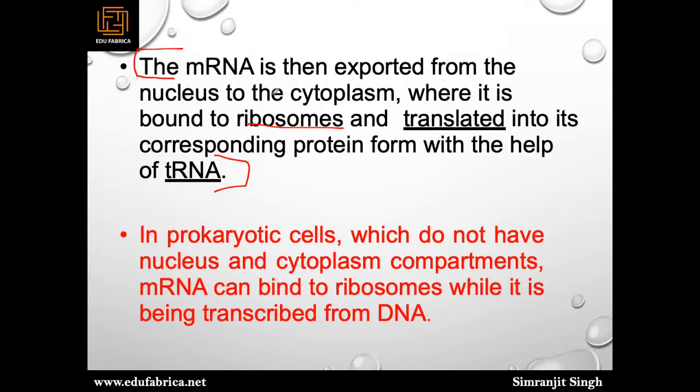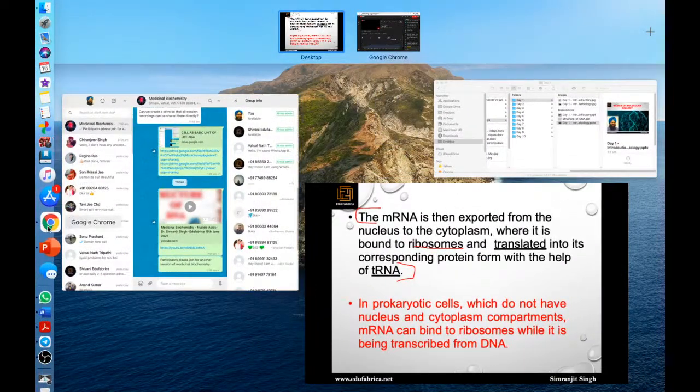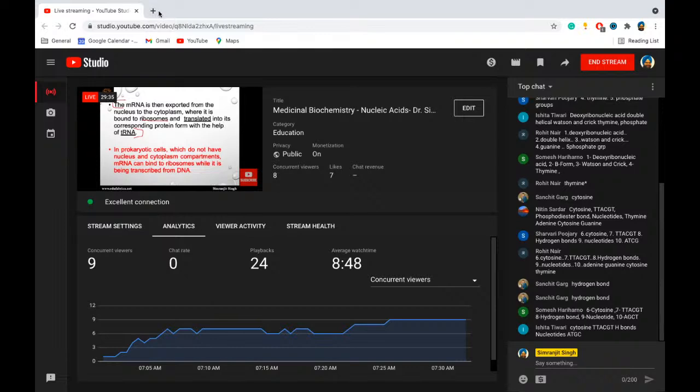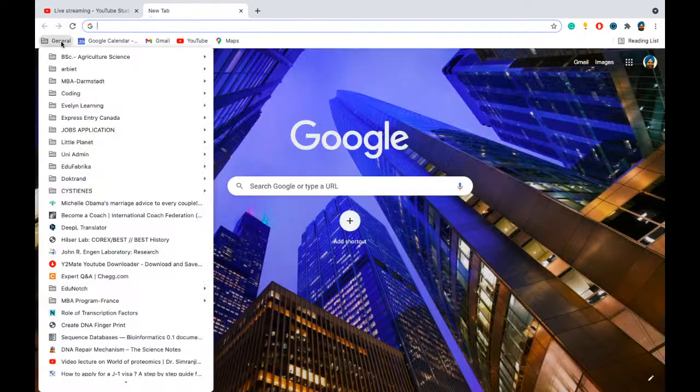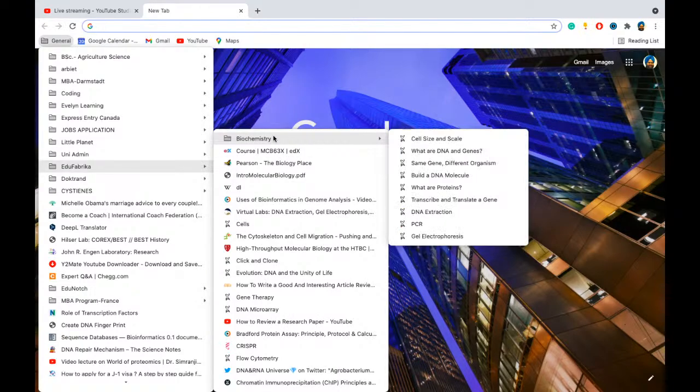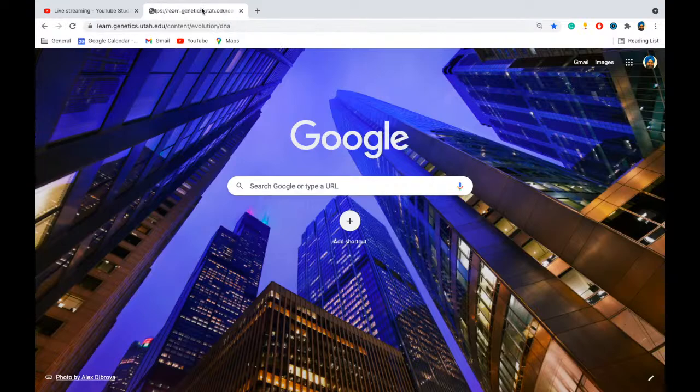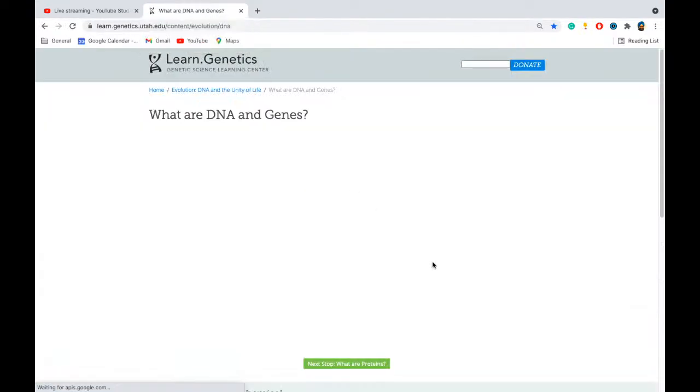So this line is just summarizing the whole role of transcription and translation: the mRNA, after its work is done, goes out of the nucleus to the cytoplasm, where it binds to the ribosomes and is then translated to the corresponding proteins with the help of your transfer RNA. So I will stop my presentation here, and I will take you to the next part. First of all, let's have an animation about DNA and genes. What are DNA and genes?